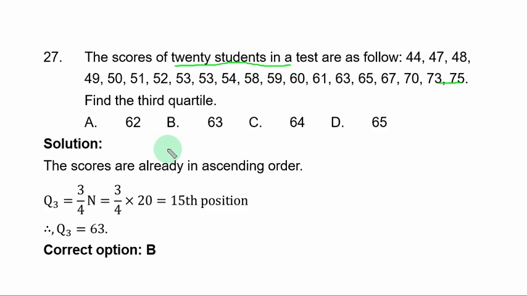From here the scores are 20. The third quartile becomes 3/4 times 20. That is the 15th position. So in the data, you count in ascending order. The one that falls in the 15th position is 63. So the third quartile score is 63, and option B is correct.